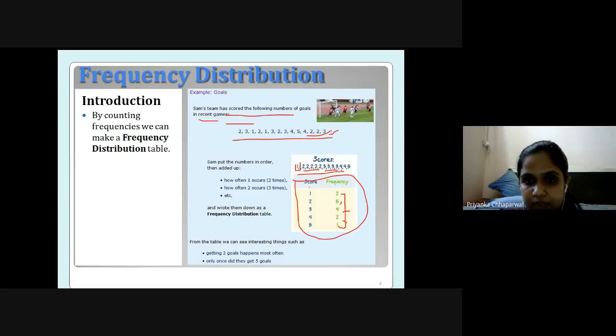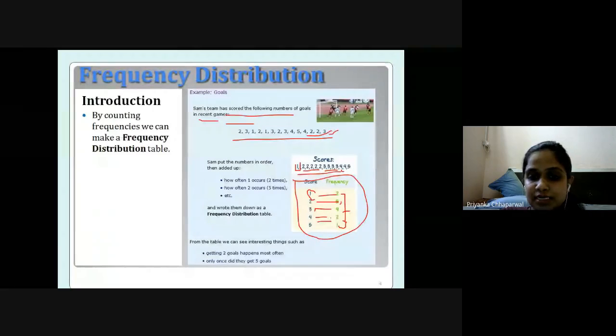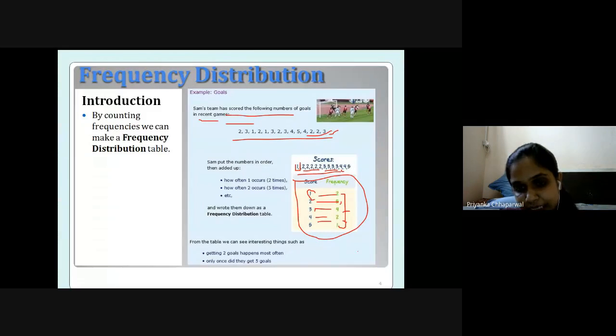And whatever score, here the score is goals in a recent game, so we have scores 1, 2, 3, 4, 5. Then what is the meaning of the frequency? One means how often it occurred: 1 happened 2 times, 2 is 5 times, 3 is 4 times, 4 is 2 times and 5 is 1 time. So it is known as a frequency distribution. When we convert this into a table, it is known as a frequency distribution table.